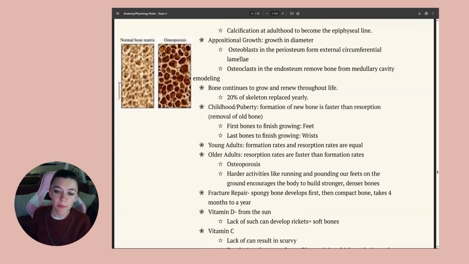All right, next we're going to talk about bone remodeling. Bone continues to grow and renew throughout your life. 20% of the skeleton is replaced yearly. Isn't that insane? Every year, 20%. So in childhood and puberty, the formation of new bone is way faster than resorption. You're growing a lot, forming new bone all the time at a very high pace, much faster than the removal of old bone.